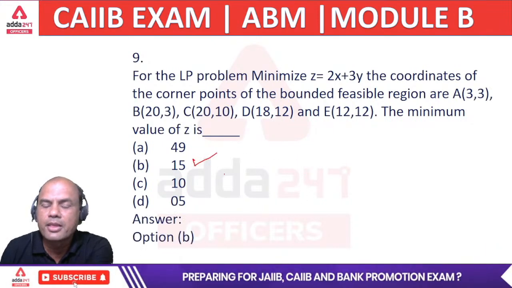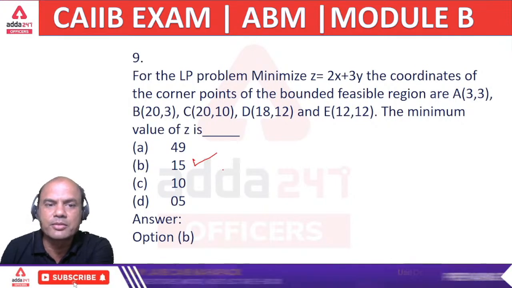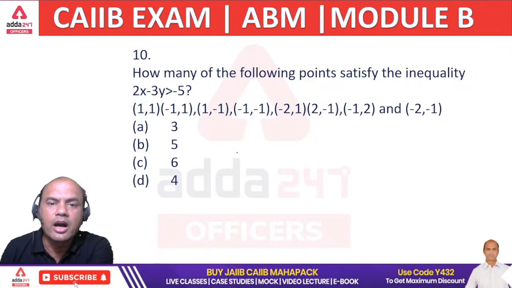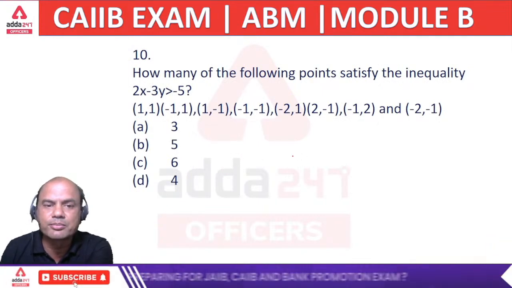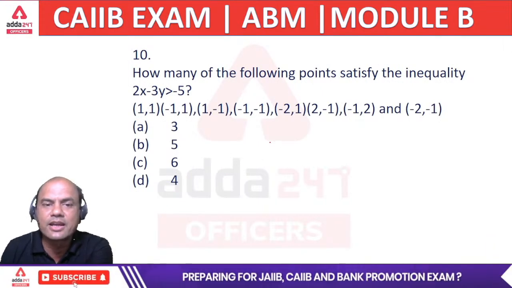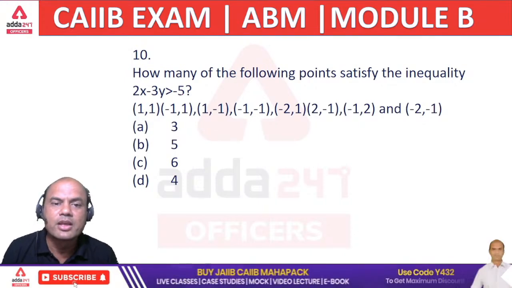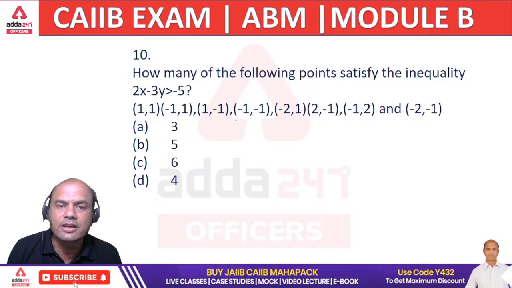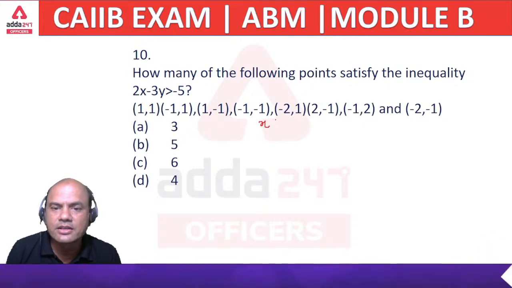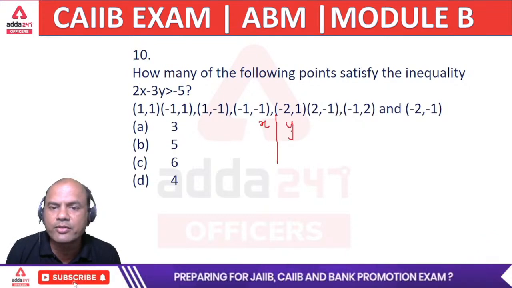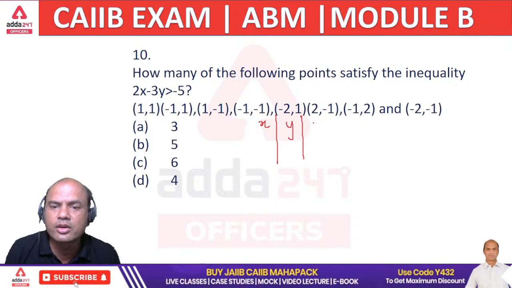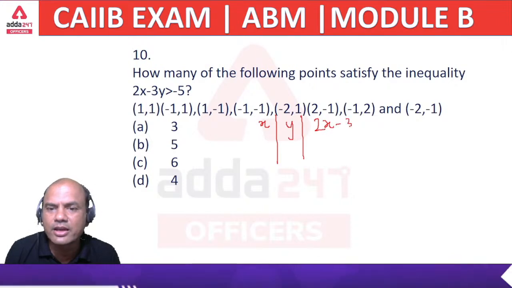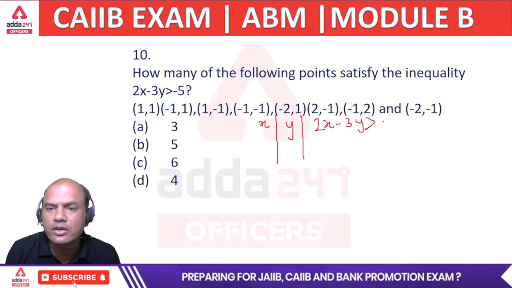Okay. Done. Last problem for today. How many of the following points satisfy the inequality 2x minus 3y is greater than minus 5? So again put all the values here, x and y, solve everyone. I want everyone to solve. And don't write Z over here, just write 2x minus 3y is greater than or equal to minus 5.